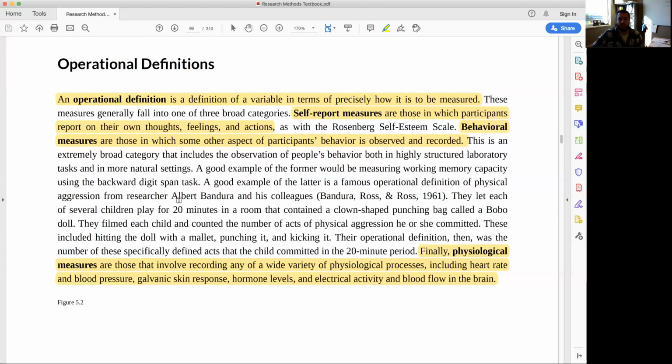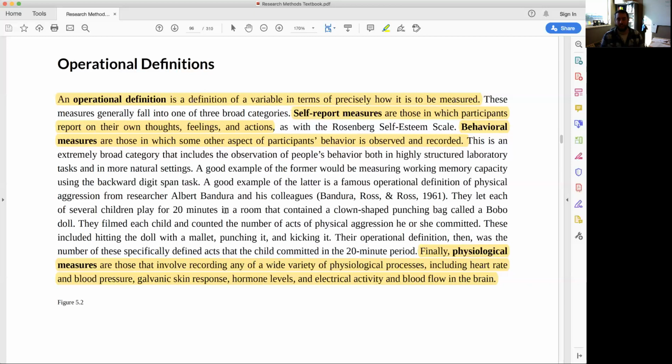So a good example that your book uses is the Albert Bandura study known as the Bobo doll study, where they let kids watch an adult beat up a Bobo doll. Bobo dolls are inflatable clown dolls. Typically you put sand or water in the base, and when you punch them, they go over and then pop back up.